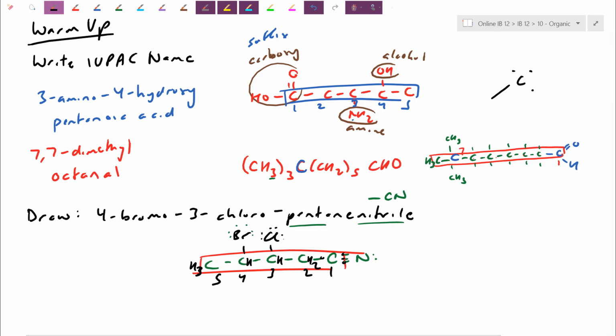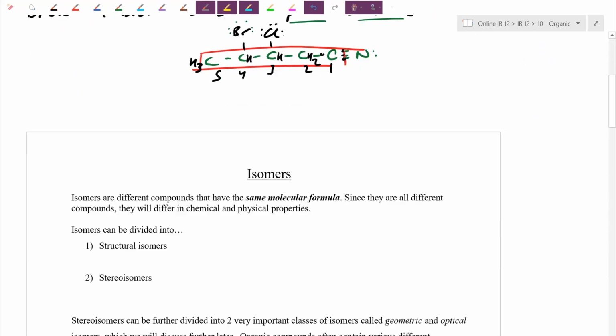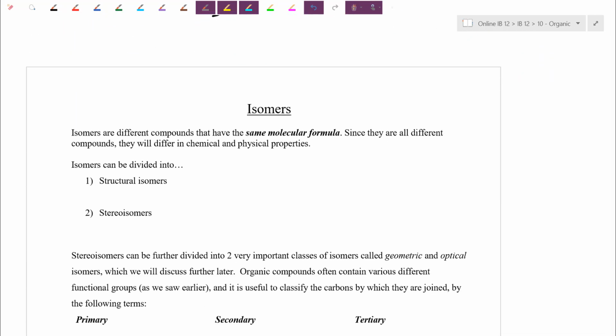For today's lesson, what we're going to switch over to is we're going to start looking at different types of isomers. We're going to start off with the easier type of isomer today, called a structural isomer. But let's just talk in general here. This should be the next page over.